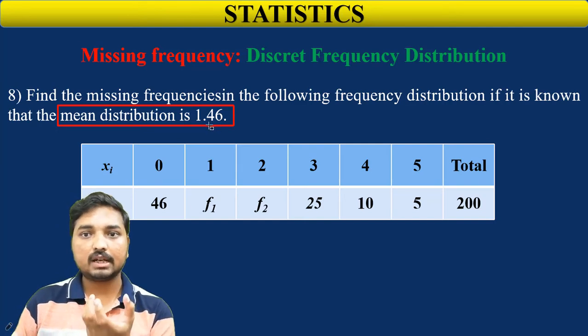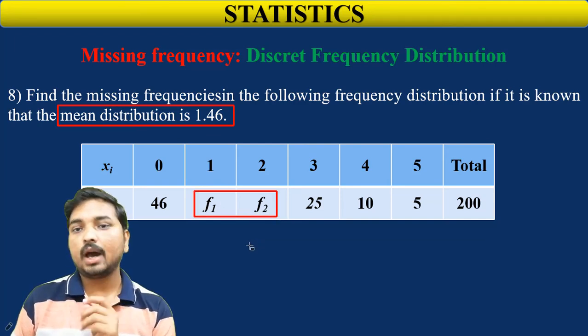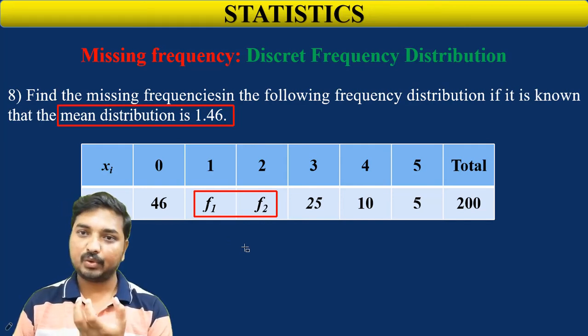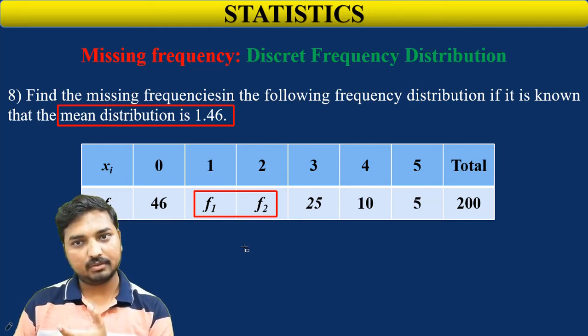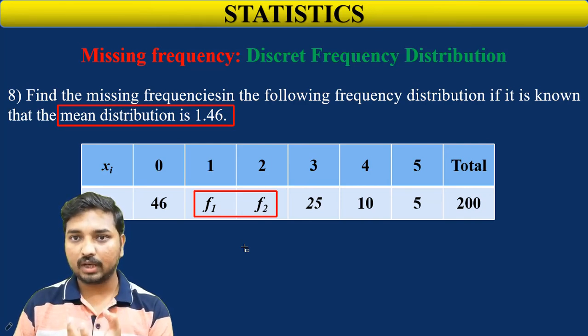You need to find out the missing frequencies, because there are two missing frequencies. Look at here, F1 and F2. So there are two unknowns. You need to find out both F1 and F2. I'm going to apply the same method, the direct method. Here the procedure becomes lengthy, meaning the calculation steps will become lengthier because there are two frequencies.